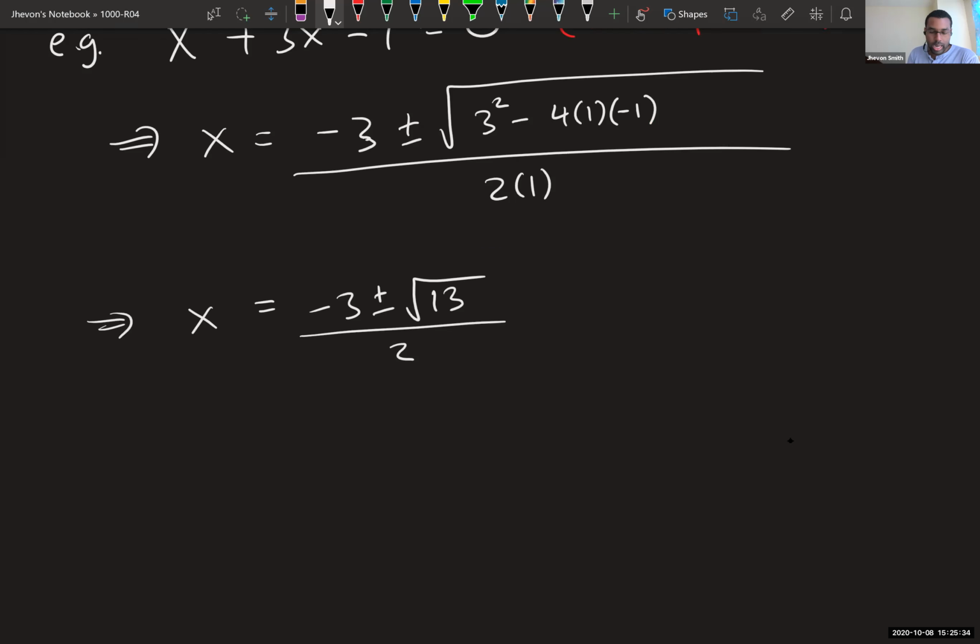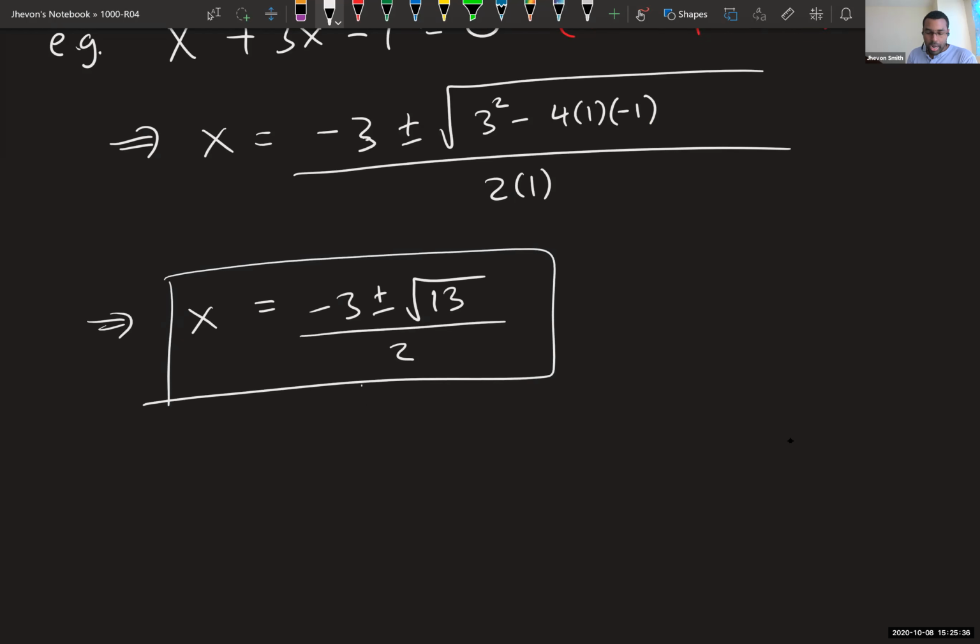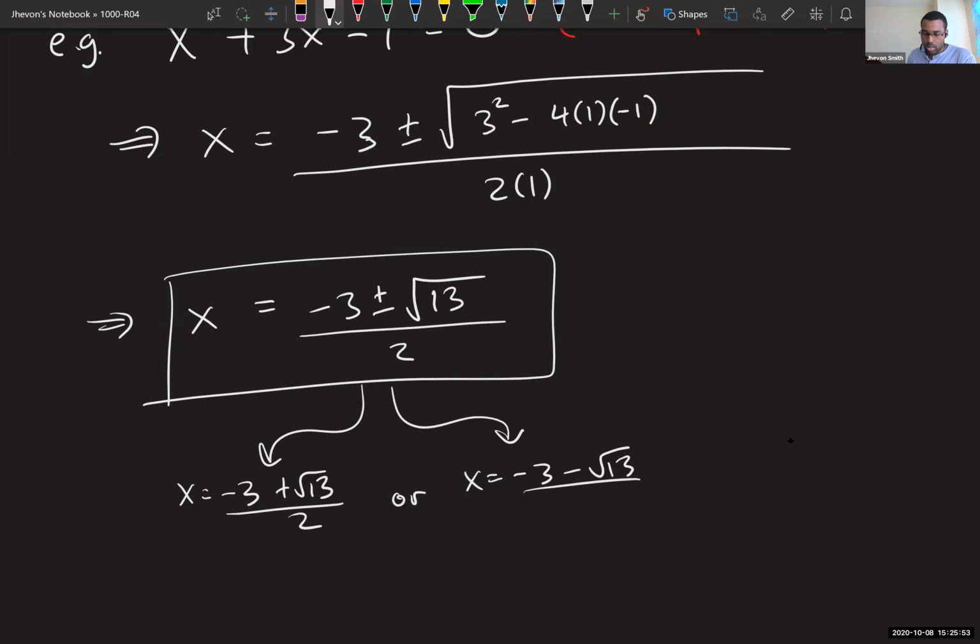So I get x equals that. Which, by the way, you should appreciate what that means is that your x can be -3 plus radical 13 over 2, or it can be -3 minus radical 13 over 2. Okay, so that's the quadratic formula.